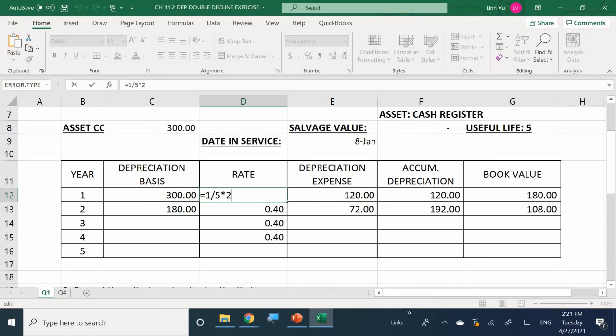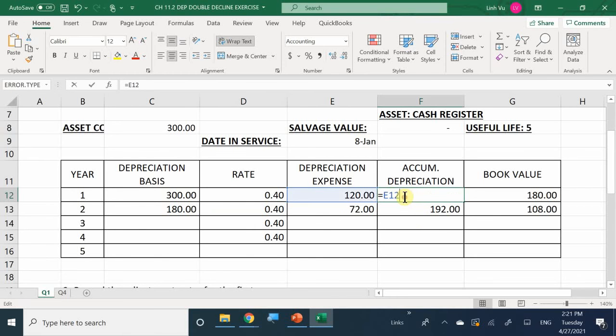Sorry, everything was freezing on my screen. The accumulated depreciation for year 1? The previous year is 0 plus the current year makes it 120. I just took whatever my depreciation expense was for that year. I didn't even add in the 0, because there's nothing really there. There's no need to do an addition problem when you know for a fact that you have 0, so I just copied it over and said it was 120.